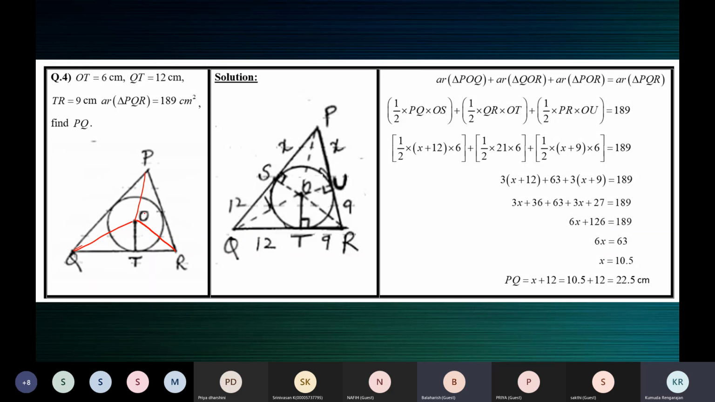And then when we have 3 small triangles, we're looking for the altitudes on the bases. So if you take PR as the base, you need its altitude. So we join OU and OS. OU is the altitude for triangle POR, and OS is the altitude for triangle POQ. And 90 degrees, how do we get it? Radius is perpendicular to the tangent.